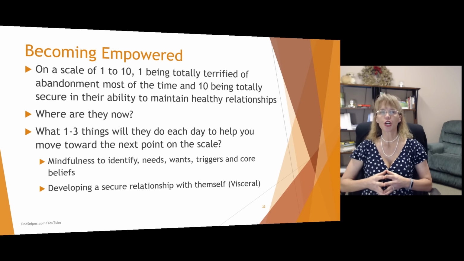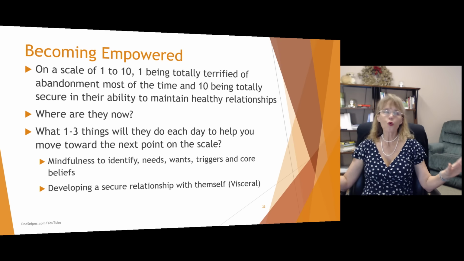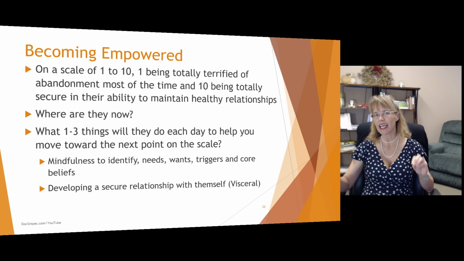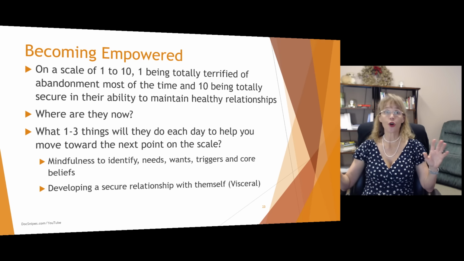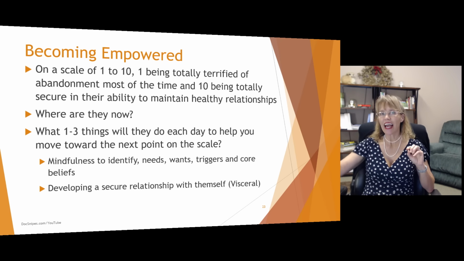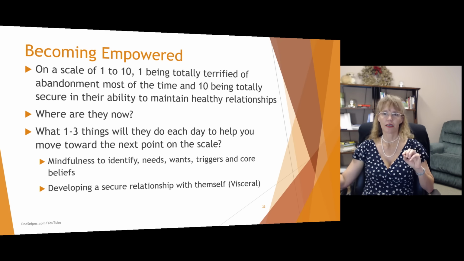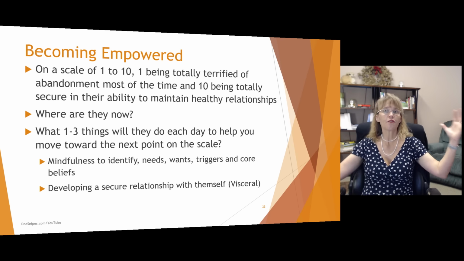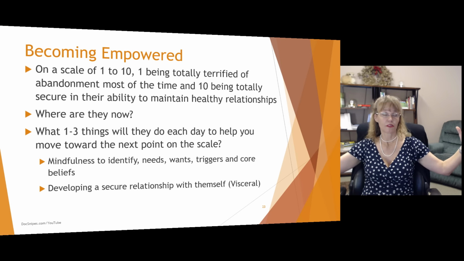And then help the person start to become empowered. On a scale of 1 to 10, 1 being totally terrified of abandonment most of the time, and 10 being totally secure in their ability to maintain healthy relationships. That's not totally secure that nobody's ever going to leave. That's not realistic. It's totally secure in their ability to maintain healthy relationships and let go of unhealthy relationships. So on a scale of 1 to 10, where are they now?